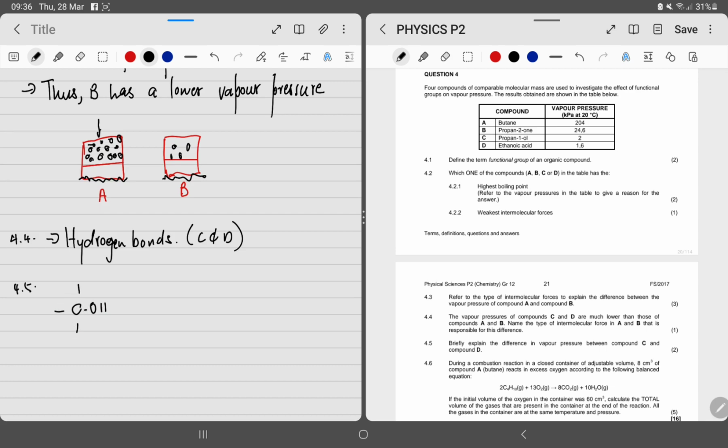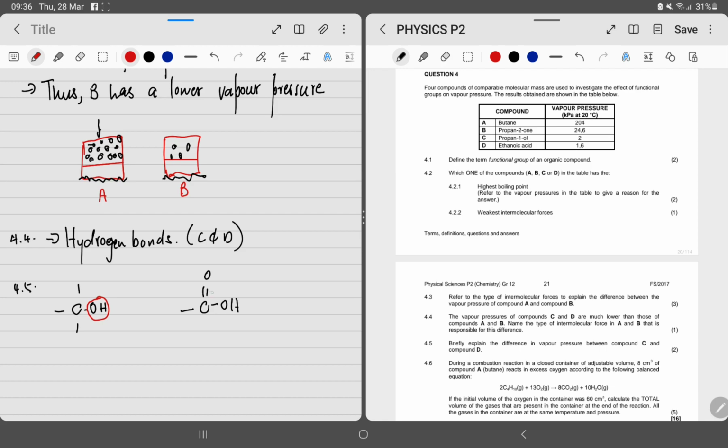So we have an alcohol and then we also have a carboxylic acid. When you look at the alcohol, you only have what? One hydrogen bond. So you have one site that is possible for hydrogen bonding, right?